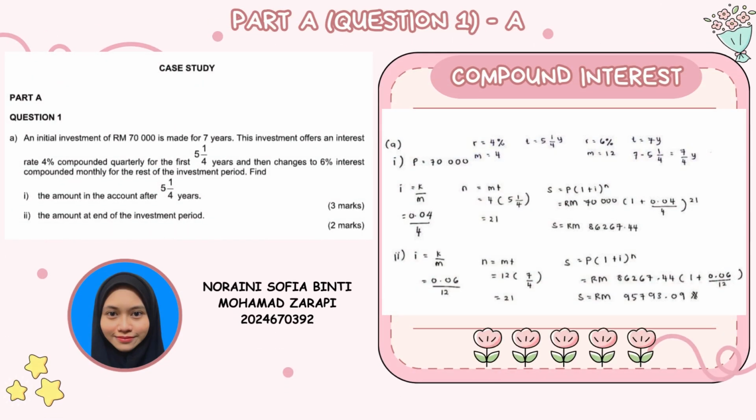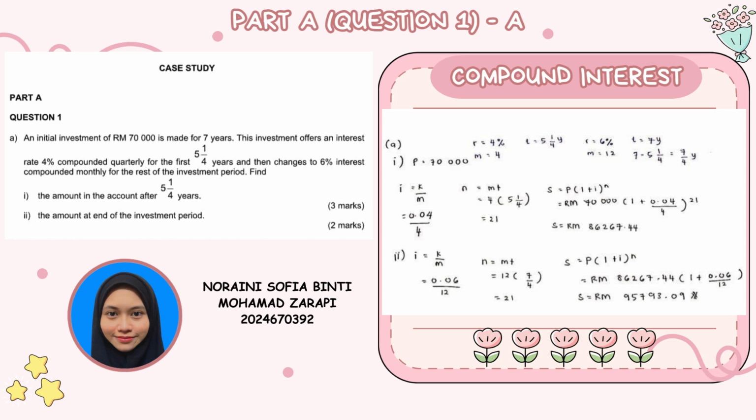Part A, Question 1. A. An initial investment of RM70000 is made for 7 years. This investment offers an interest rate of 4% compounded quarterly for the first 5 months per 4 years, and then changed to 6% interest compounded monthly for the rest of the investment period. Find 1. The amount in the account after 5 months per 4 years. 2. The amount at end of the investment period.